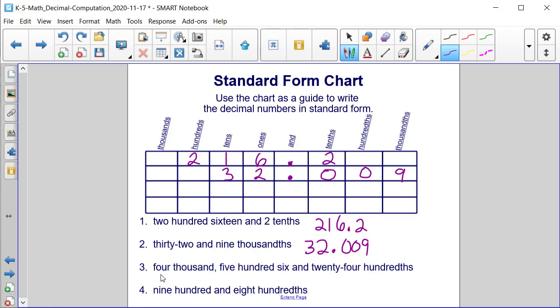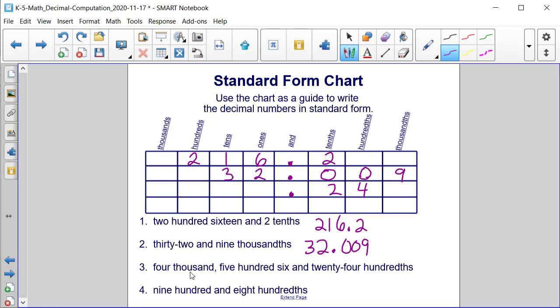For question number 3, 4,506 and 24 hundredths. We have an and that gives us the decimal point. Hundredths, the THS tells us the last place value that we're working with. And if we need to, we will have extra tenths that go there, so it's 24, where the 4 occupies that hundredths place.